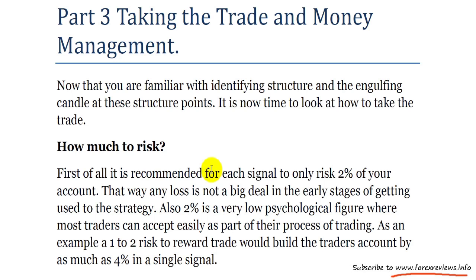As an example, with a 2% risk, don't think that it's such a small amount. A 1 to 2 risk to reward trade would actually build the trader's account by as much as 4%. As another example, if you had a 1 to 3 risk to reward trade, that would build your account by 6%. So even though it's a small amount, the gain can still be quite high.